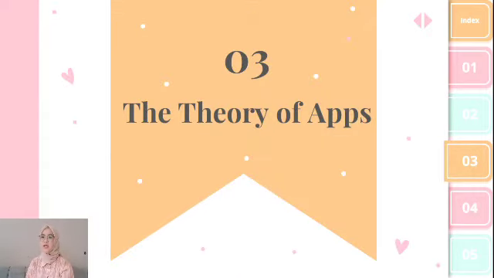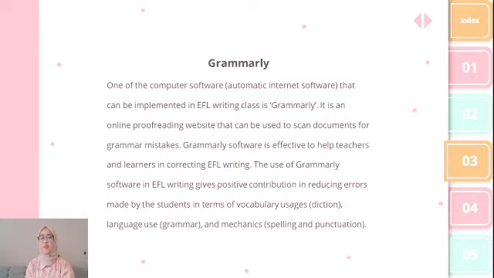The next material is about the theory of the apps. I want to explain about Grammarly. One of the automatic internet software that can be implemented in an EFL writing class is Grammarly. It is an online website that can be used to scan documents for grammar mistakes. Besides, it also provides corrections for spelling, punctuation, synonyms, vocabulary usage, and plagiarism detection. It also offers style-specific correction for a variety of different types of writing.